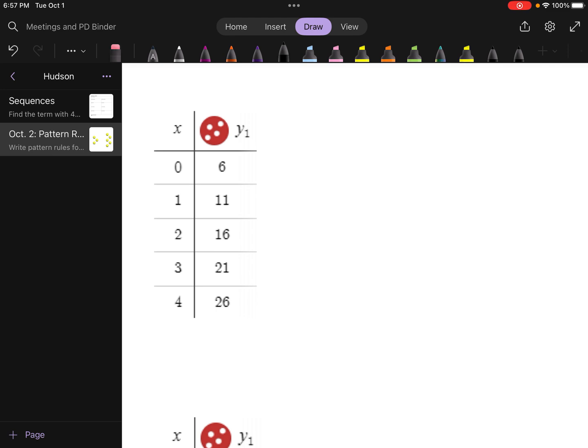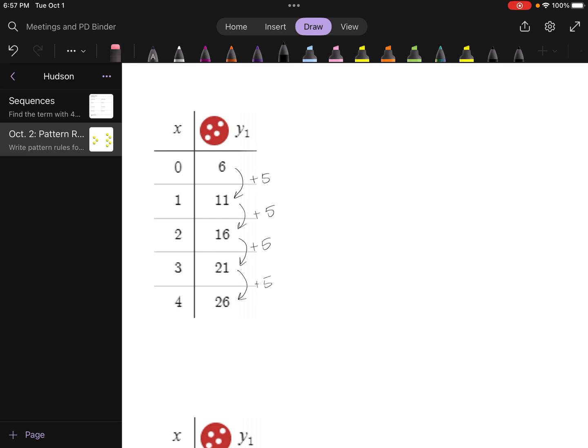Okay, so what you might do is start by looking at how much this side is growing by. To go from 6 to 11, I have to add 5. And I'm going to check and make sure that they are all add 5. So 11 plus 5 gives me 16. 16 plus 5 gives me 21. 21 plus 5 gives me 26.